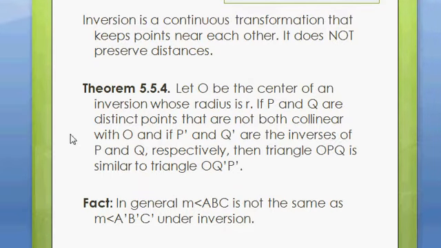It doesn't send triangles to similar triangles exactly in all cases. It kind of shuffles the points around a little bit, as we read in this theorem here. Let O be the center of an inversion whose radius is r. If P and Q are distinct points that are not both collinear with O, so they don't all lie on a line together with the center of the circle, so that P prime and Q prime are not going to lie on that same line, and P prime and Q prime are the inverses, then it turns out triangle OPQ is similar to triangle OQ prime P prime.